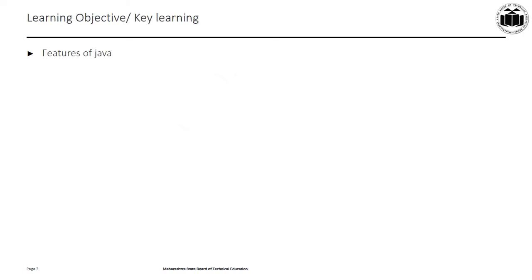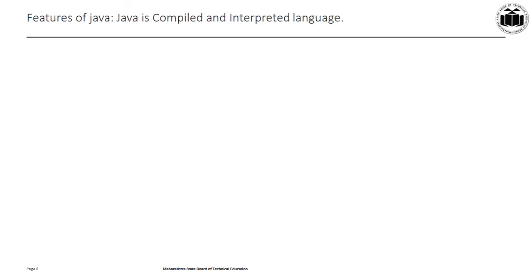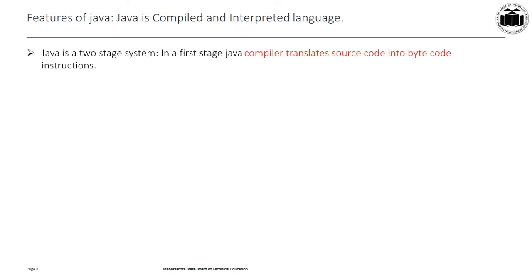So let us see the features one by one. First, Java is a compiled and interpreted language. Usually a computer language, for example C or C++, can be either compiled or interpreted. Java integrates the power of a compiled language with the flexibility of an interpreted language. So Java is a two-stage system.